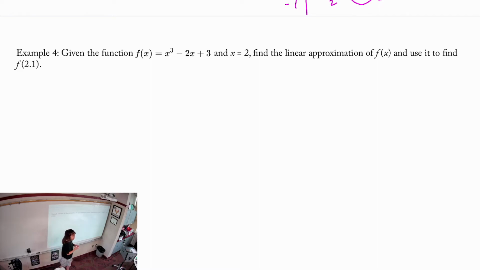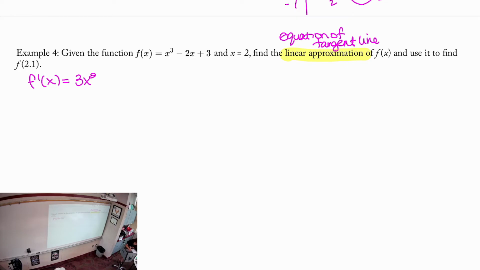With the equation of the tangent line, we'll get very close to what the exact value is by plugging in 2.1 in here. So anytime I have to find the linear approximation, I'm looking for the equation of the tangent line. So f prime of x is 3x squared minus 2. f prime of 2 is equal to 10.